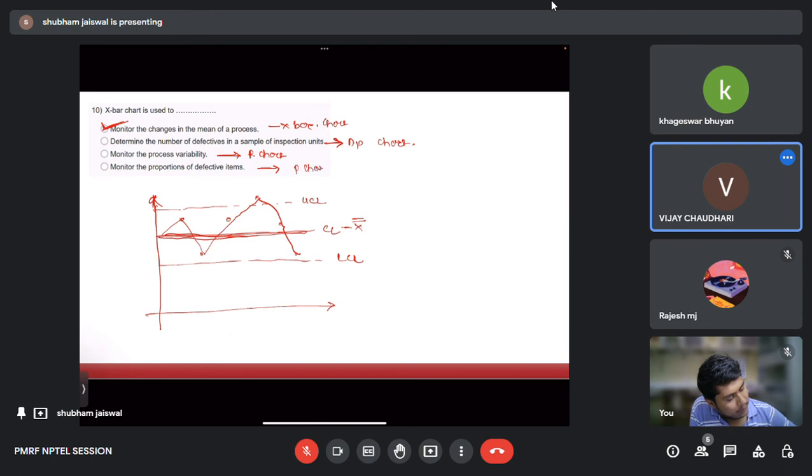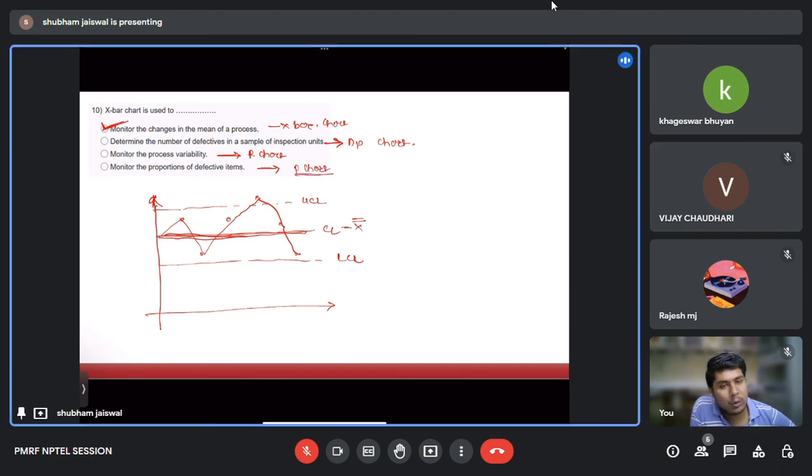Okay. So if you sometimes get confused about which chart to use, just look for these words: proportion of defective, process variability, or number of defectives in a sample. In the question, they will mention these words, so from that you can get an idea which chart to use. Even if you don't have detailed knowledge and just the basics, you can easily choose that chart and plot it.